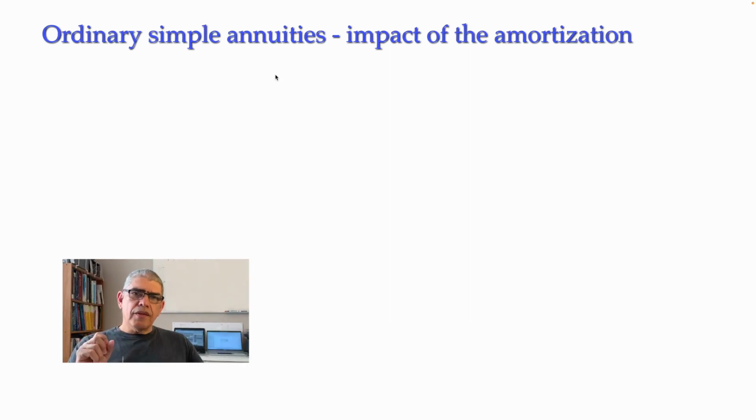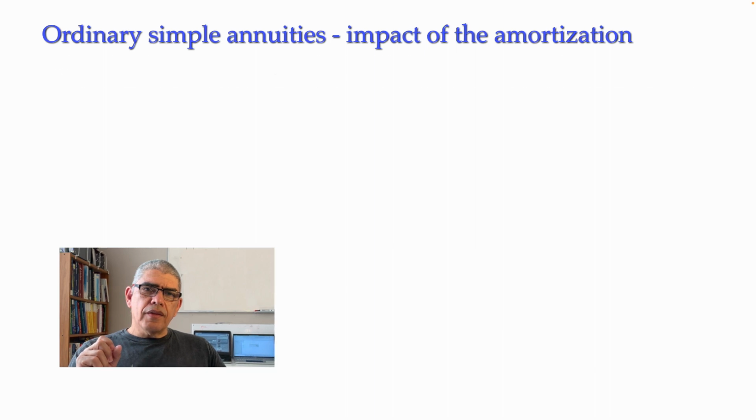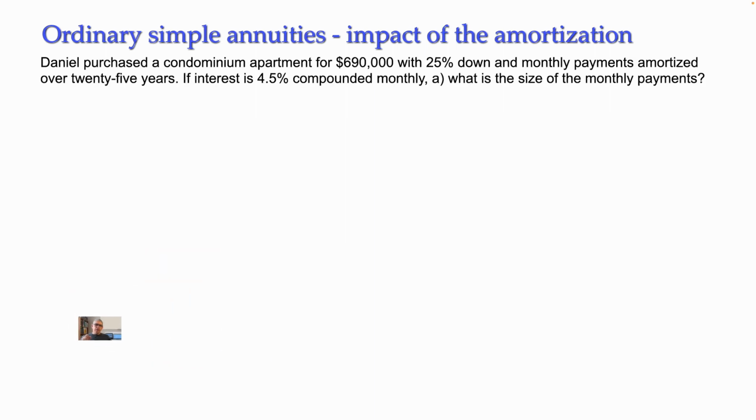Hello students, in this video I will be using the concept of annuities to analyze the impact of the amortization time in the periodic payment of an annuity. The problem says Daniel purchased a condominium apartment of $690,000 with 25% down and monthly payments amortized over 25 years. If interest is 4.5% compounded monthly, A, what is the size of the monthly payments?